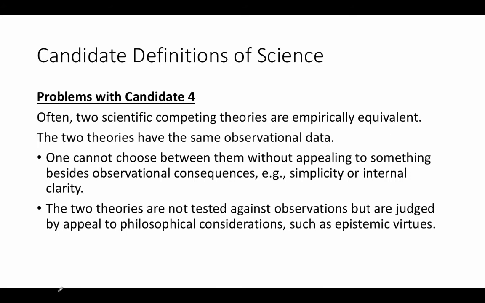Instead, the scientists have to appeal to something else to pick between two competitor theories. Something that, aside from the observational consequences, like, well, my theory is simpler or has more internal clarity than your theory, so it's better. The thing is, though, the two theories aren't tested then against observations. They're judged by appeal to philosophical considerations instead. So oftentimes what scientists appeal to when they're deciding between two different theories that have the exact same observational data is philosophical considerations. So again, this is also where philosophy of science comes in.